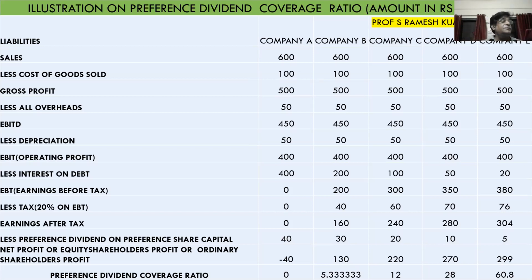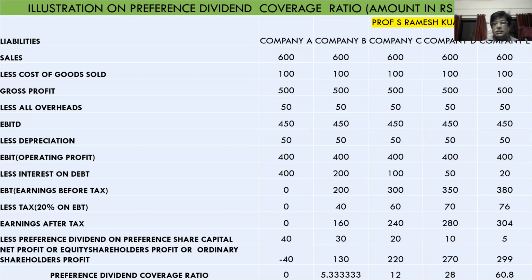Now let's come to the third situation, company C. The earnings after tax in this case is 240 crores, and the preference dividend they have to pay is 20 crores. Can they pay it? Yes, they can pay 12 times. They have to pay 20 crores and the profit is 240 crores. So they can pay 12 times.